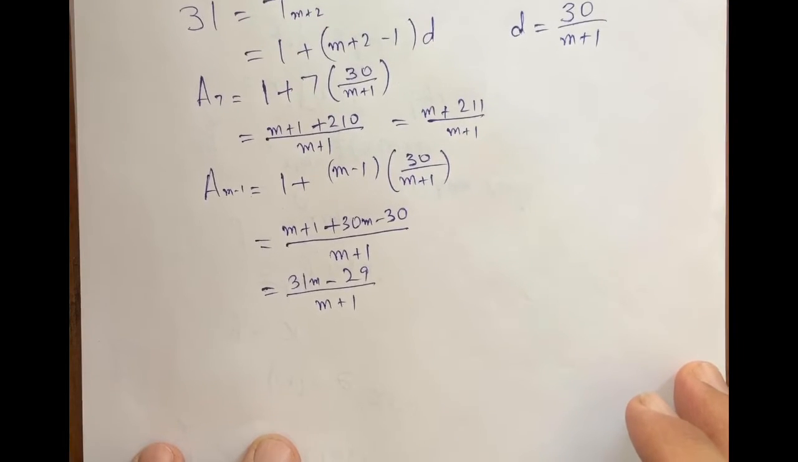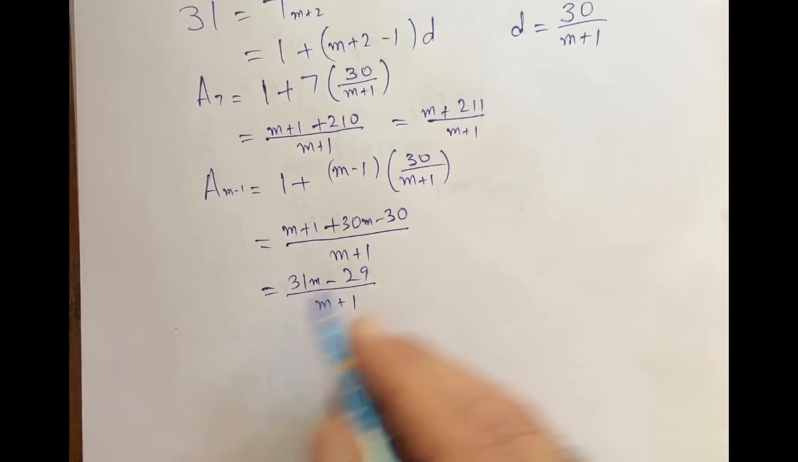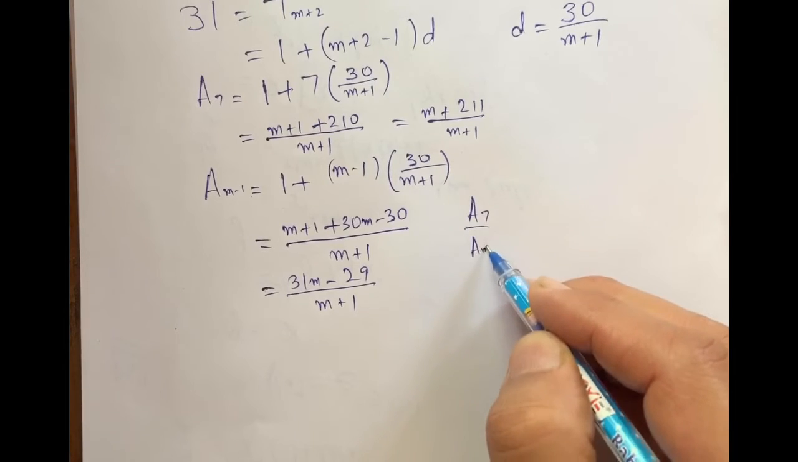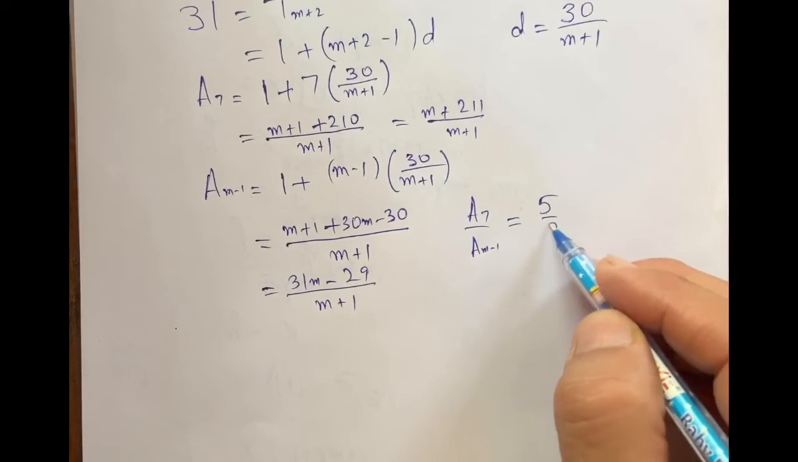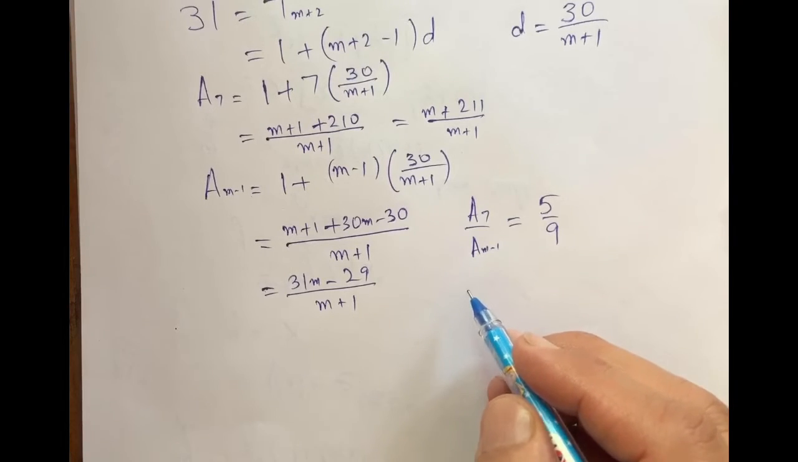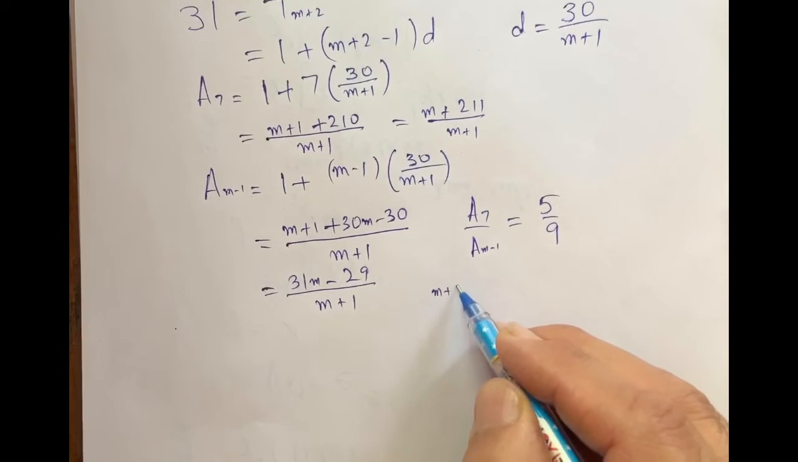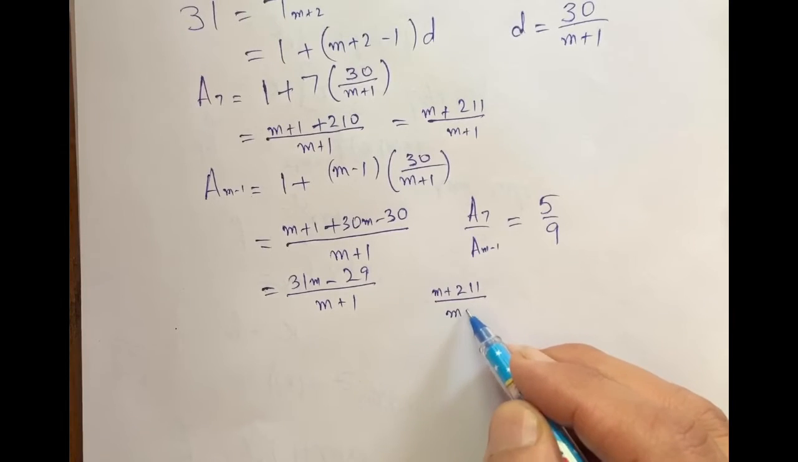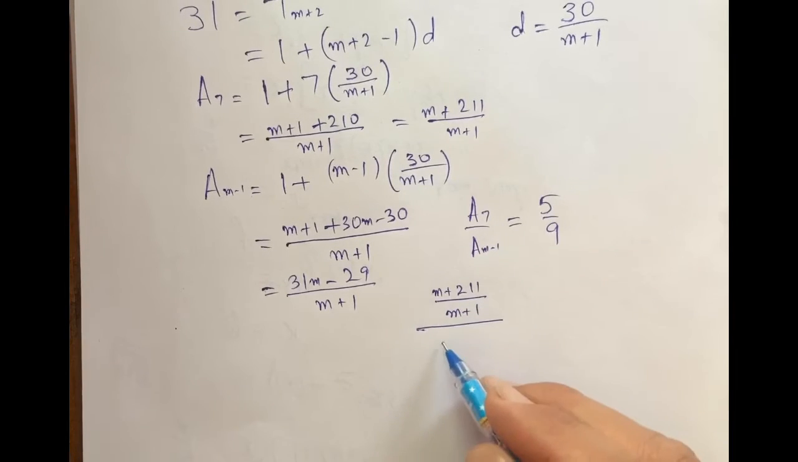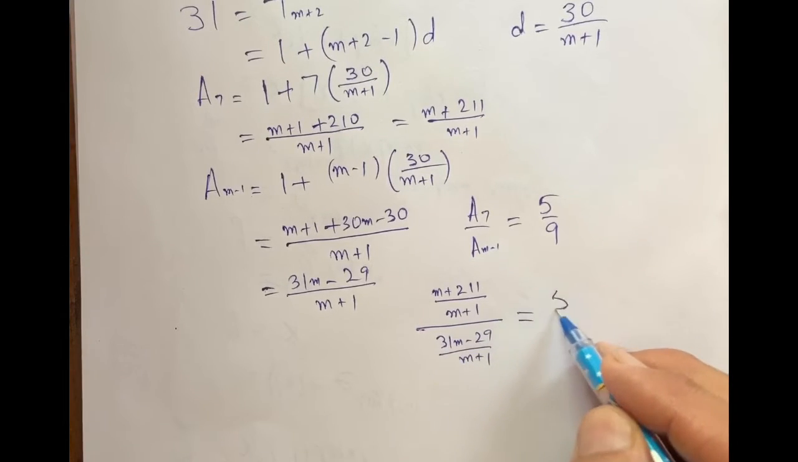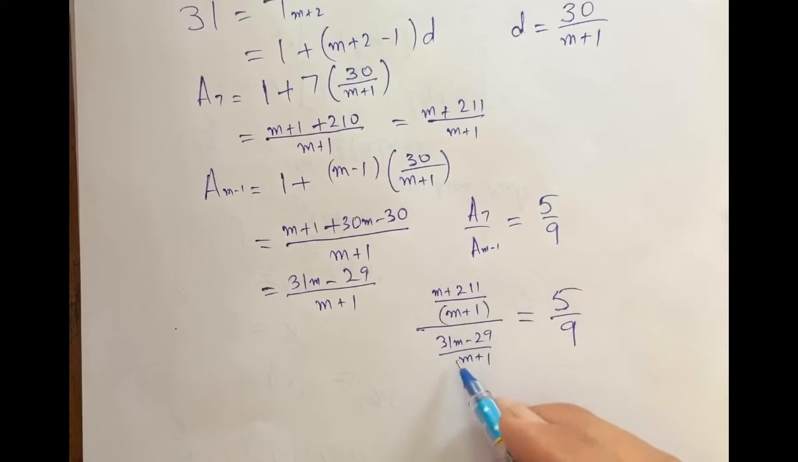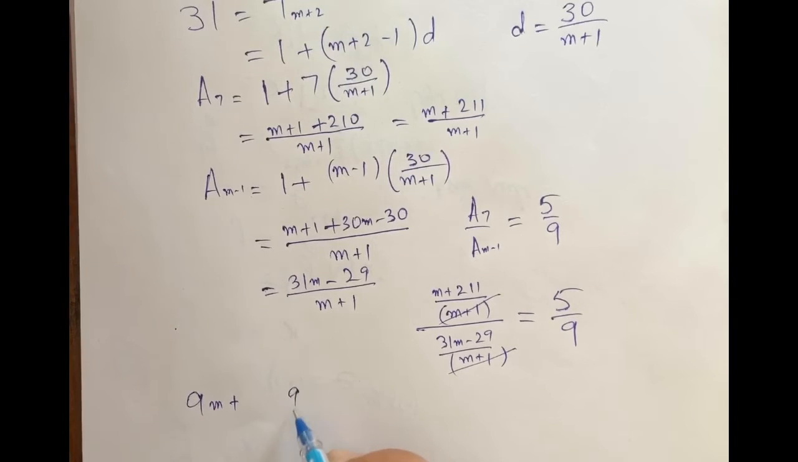Now we are given the ratio of the 7th mean to the mean M minus 1. This is equal to 5:9, 5 upon 9. The 7th mean is M plus 211 upon M plus 1 divided by 31M minus 29 upon M plus 1. We are given this is 5 upon 9. M plus 1 will cancel out, cross multiply. 9M plus 1899. This is 155M minus 145.